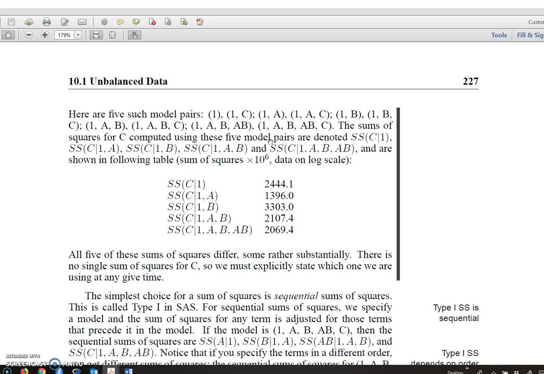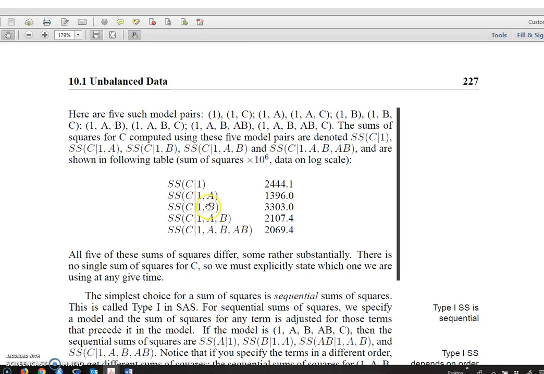So the sums of squares for C computed using these model pairs given here are shown. The data is actually on a log scale because a log transformation was needed for this data, if you recall. But we see the additional heterogeneity accounted for by inclusion of term C given just the grand mean. So we see the greatest effect there. Given the grand mean and A, we see a diminished return on including C, which makes some sense.